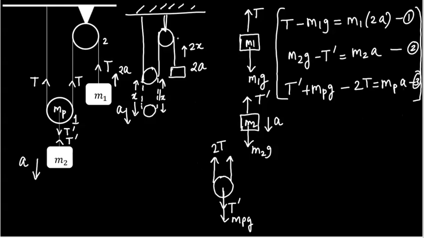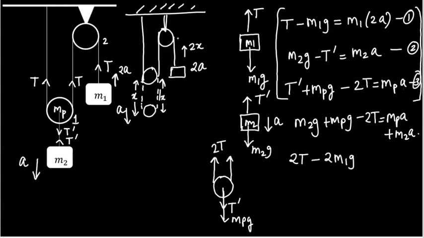Let's look at the acceleration here. If I add the second and third equations, we will get m2g plus mpg minus 2T is equal to mpa plus m2a. This is what we get after adding these two equations. Now what we can do is multiply the first equation by 2. So multiplying the first equation by 2, we will get 2T minus 2m1g is equal to 4m1a.